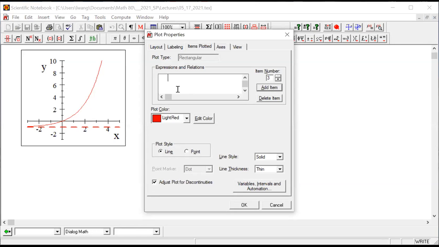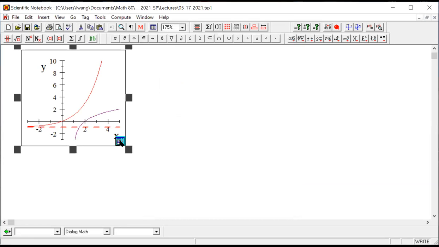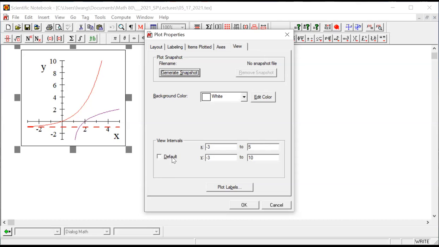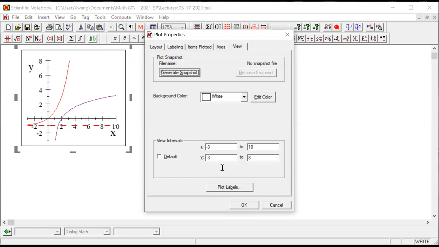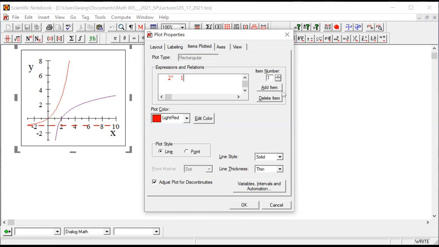Okay, the purple, log base 2, x minus 1. We choose that to be purple. There. Okay, it will be nicer if I just make some adjustment. Make this 8, make this 10. Okay, and once again, the vertical asymptote for the purple, that's going to be 1.